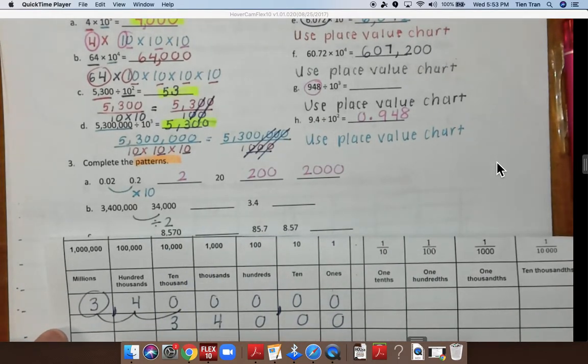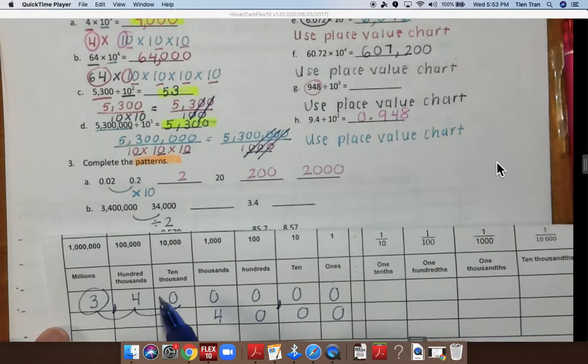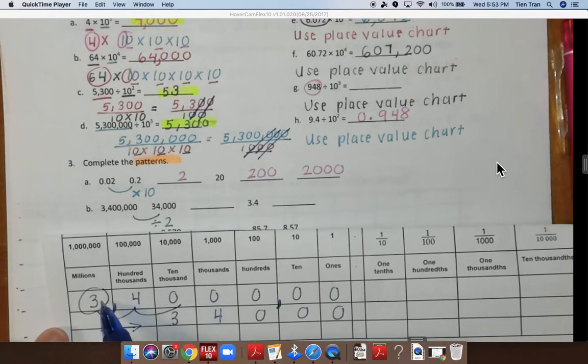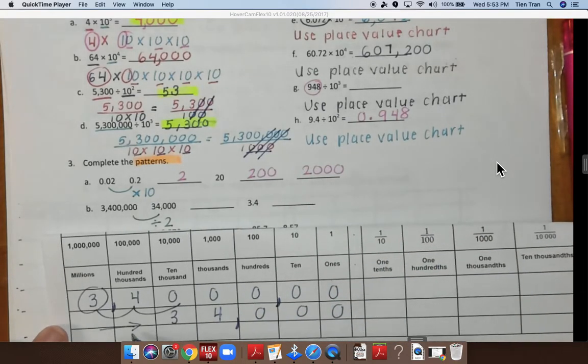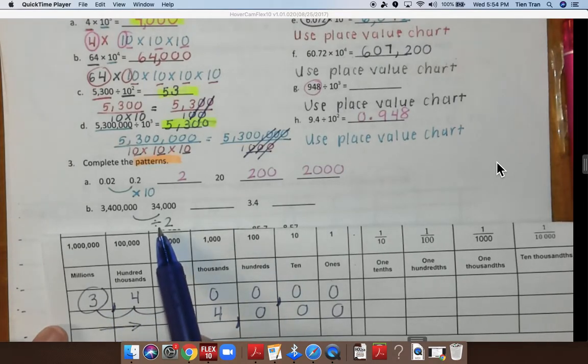How did I know that it was dividing by 2? First of all, I'm dividing because my number is moving to my right. That means my number is decreasing. My number is getting smaller, right? We went from 3,400,000 to 34,000. That is much smaller. My number is decreasing. So decreasing by 2 specifically, I went over 1 2 times. So I'm dividing by 2.